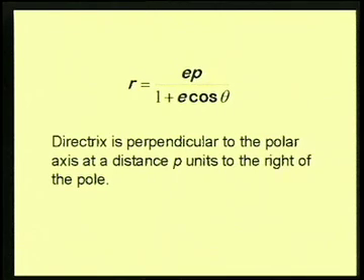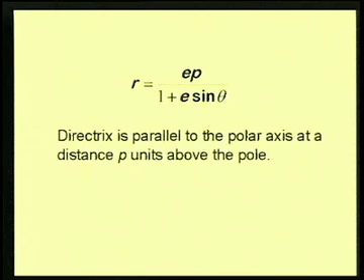We could have r equals ep divided by 1 plus e cosine of theta. This is going to be a conic that has a directrix perpendicular to the polar axis, p units to the right of the pole. We have r equals ep divided by 1 plus e sine of theta.